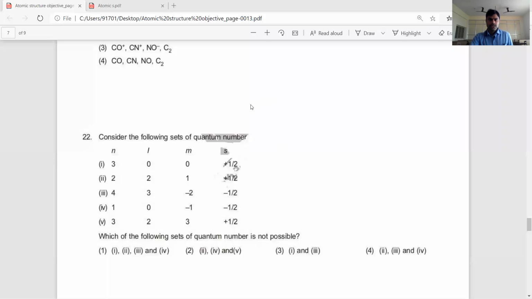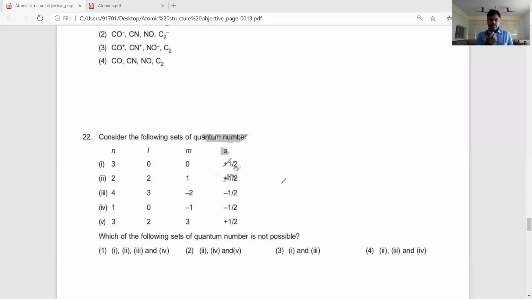Okay, listen, last class we discussed 21 questions. Next, the 22nd question, let's see. Consider the following sets of quantum numbers. Which of the following sets of quantum numbers is not possible? That we need to identify.